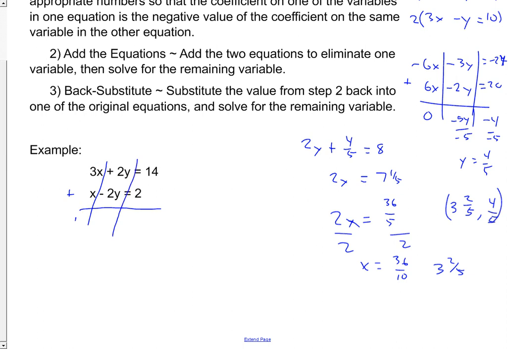3x plus x is 4x. Here I would get 0, and 14 plus 2 is 16. And I have x by itself, so I'm going to divide by 4. Then I get x equals 4.